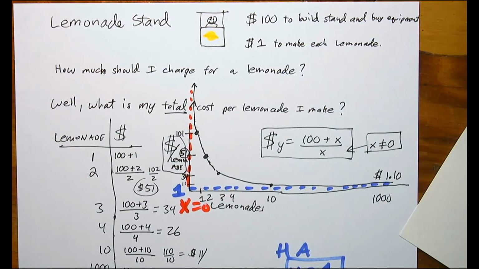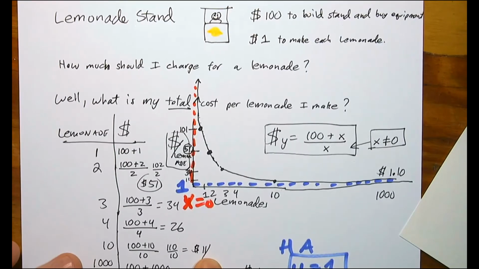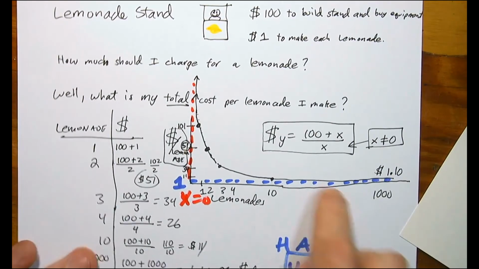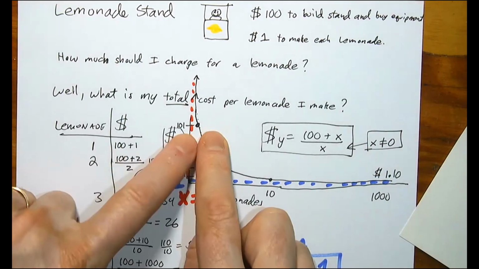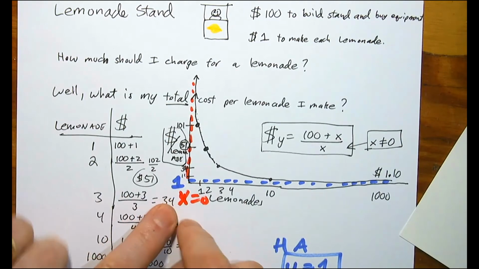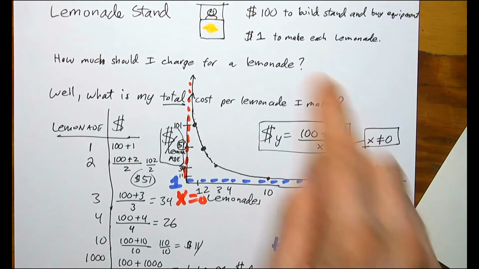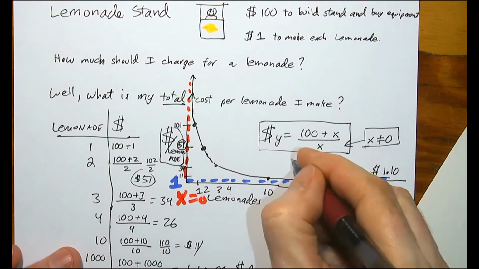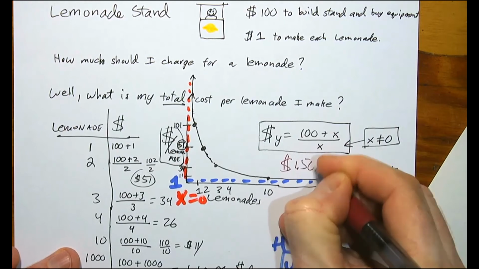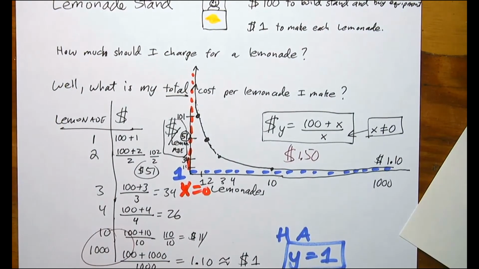And of course, what should I charge for lemonade? Well, the more I make, the less I can charge, as long as I charge more than $1. But if I only make like 2 lemonades, I better charge a lot of money. Or if I only make 3, I better charge more than $34. But if I make enough, maybe I could charge them only $1.50, right? I'll charge people $1.50. Then I can make money as long as I sell lots and lots of lemonades.